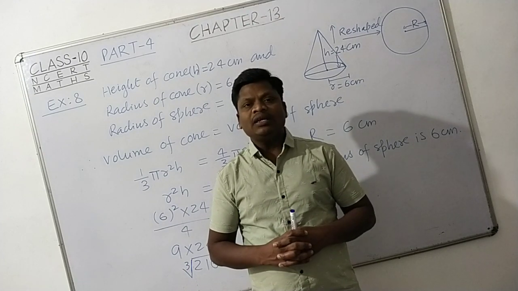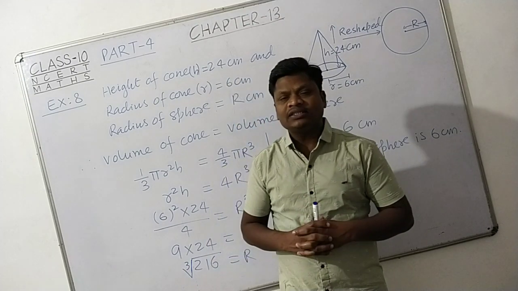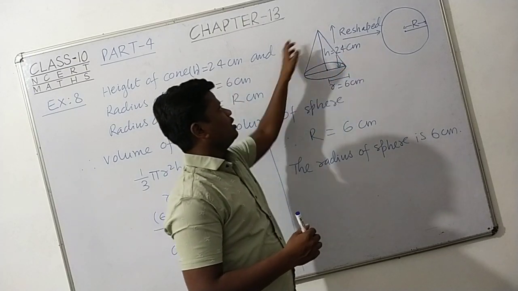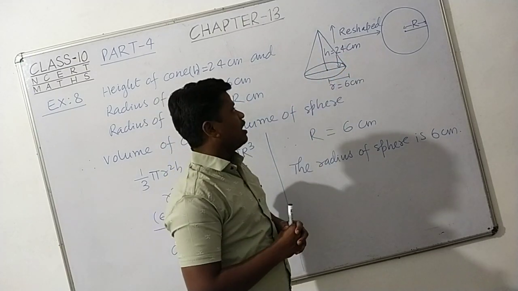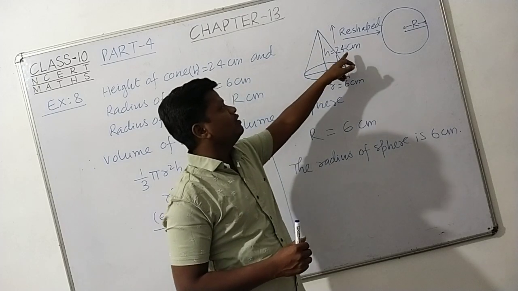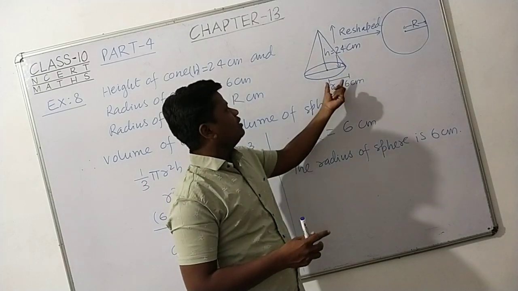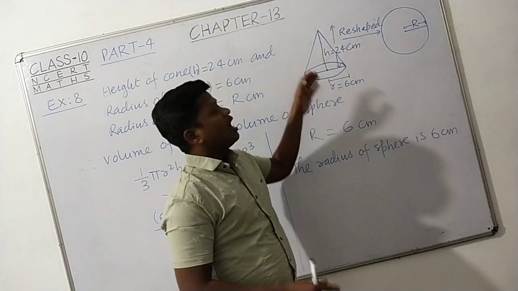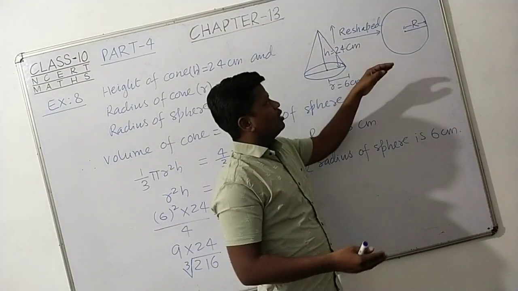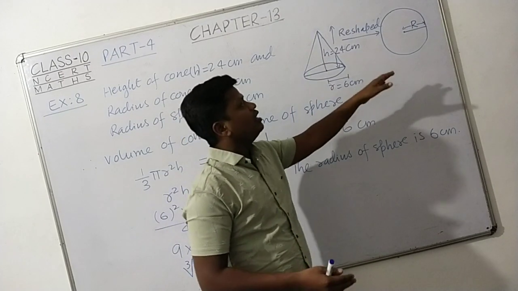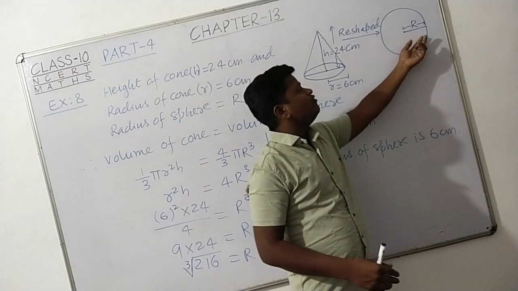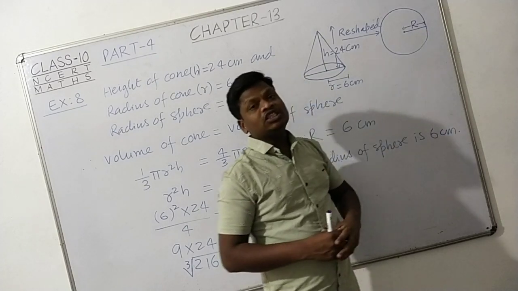So let us see example number 8, what it says. Here you can see the diagram, right? Here is a cone, right? That is the conical shaped solid I have, and the height of the cone is given, that is 24 centimeter, and the radius of the cone, that is 6 centimeter, right? And this cone, after melting, is reshaped, or we can call it recasted, into a spherical ball, right? And in this question we have to find the radius of this spherical ball.